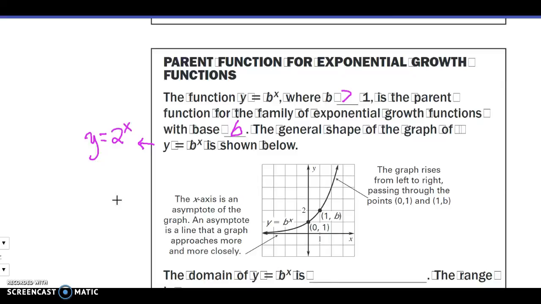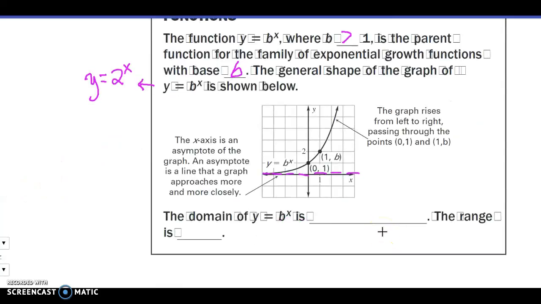The x-axis in this case is the asymptote. And so normally we draw the asymptote on the graph with a dashed line. So I'm just going to add a dashed line to this along our horizontal or x-axis. And that is that line that our graph is approaching. Okay? The domain of this function is it's going to the left forever, it's going to the right forever, so it's all real numbers, and I'm just going to use our symbol for that. The range, though, is restricted. The range is restricted because of that asymptote.